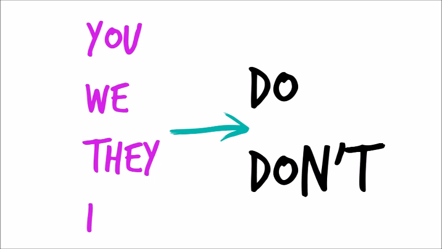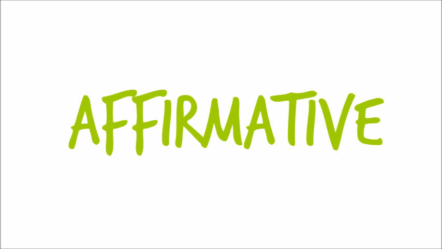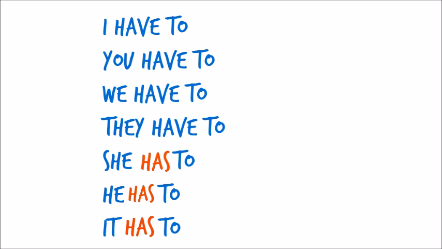On the other hand, the subjects you, we, they, and I use the auxiliary do when it's affirmative and don't when it's negative. Let's see the affirmative form of have to. I have to, you have to, we have to, they have to, she has to, he has to, and it has to.